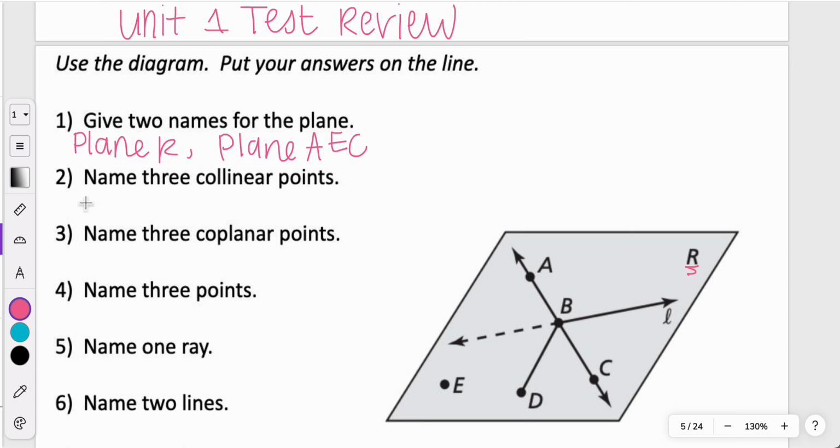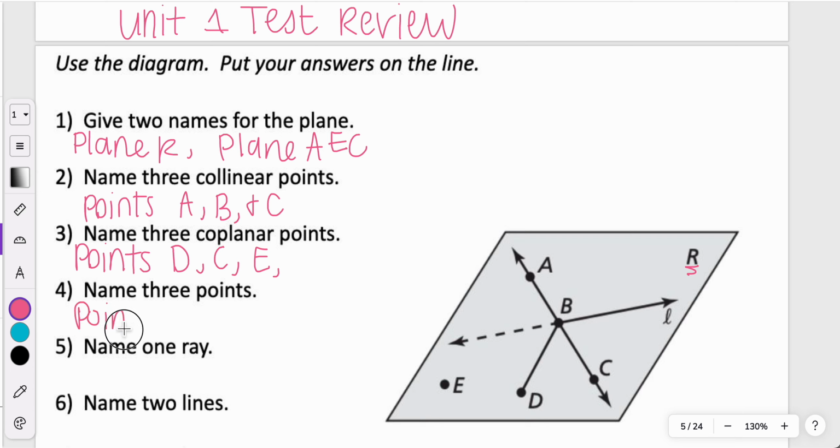Three collinear points could be points A, B, and C, just because they're all on the same line there. Coplanar points would just be all in the same plane. Maybe we can say points D, C, and E. Those are all in the same plane. Name 3 points. Anything could be a point in there, so we can say point E, how about D, and then C.